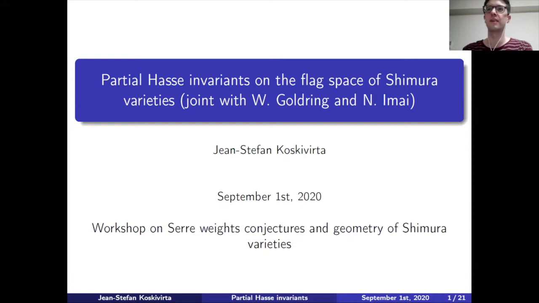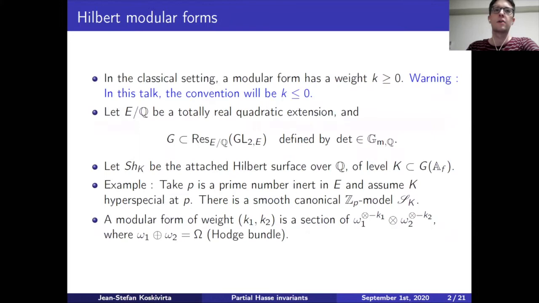So I will speak about joint work with Wushi Goldring and Naoki Imai on partial Hasse invariants on flag space of Shimura varieties. So let me first remind you of some things that Payman explained yesterday in his talk. First, I should warn everybody that there's a slight issue about conventions. In the classical setting, a modular form generally has a weight which is a non-negative integer. But in this talk, the convention is opposite. So the weight will be a non-positive integer.